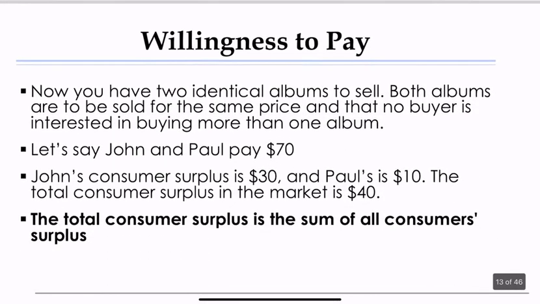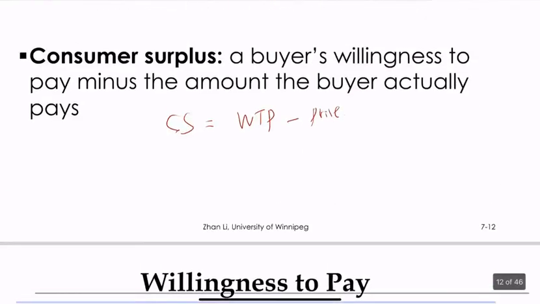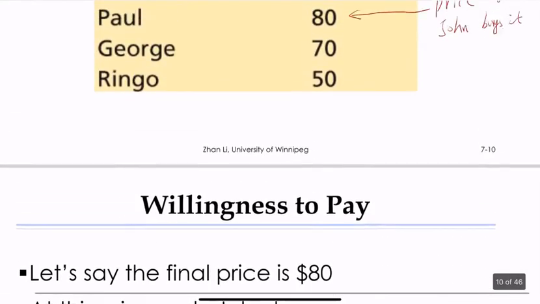Okay. Now let's consider a more complicated case. Let's say we have two identical albums. So you would want to sell these two albums to two different buyers, right? Now let's say the price is 70, right? Okay, now let's see what happens if the price is 70.